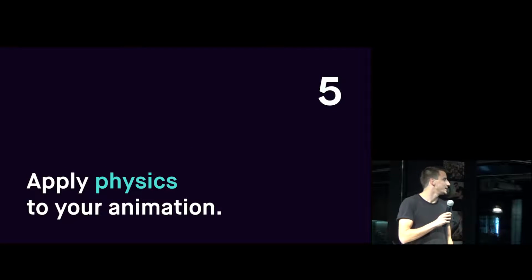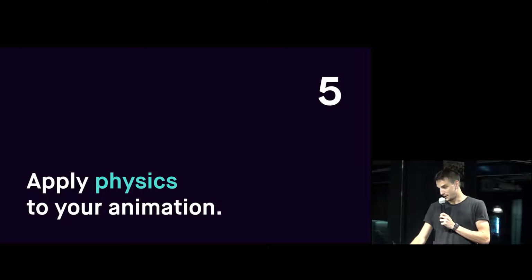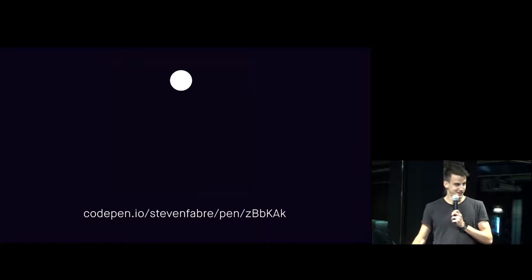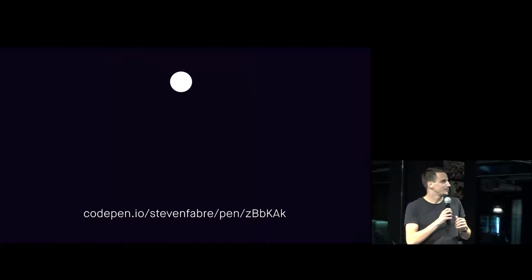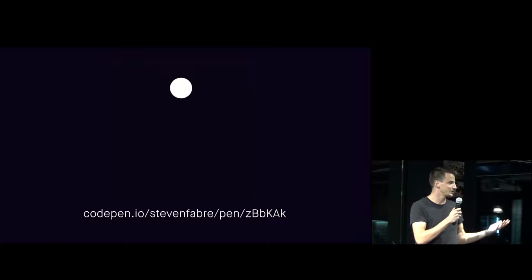Tip number 5, apply physics to your animation. So I've got a bouncing ball as well. Look at that. Just one bounce though. So as you see here, it's kind of following the principles that Val was talking about.